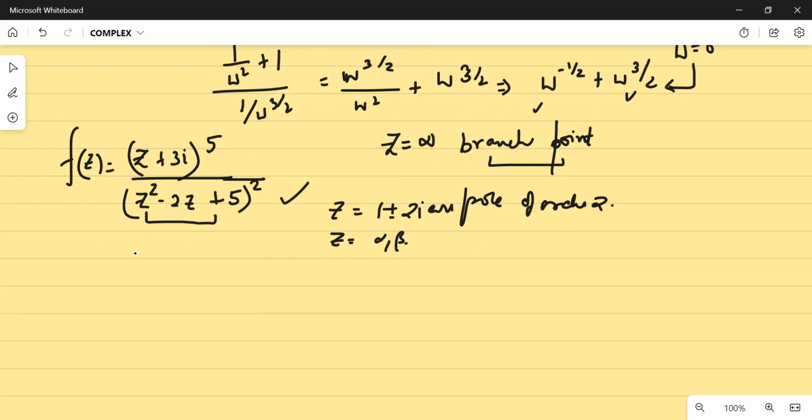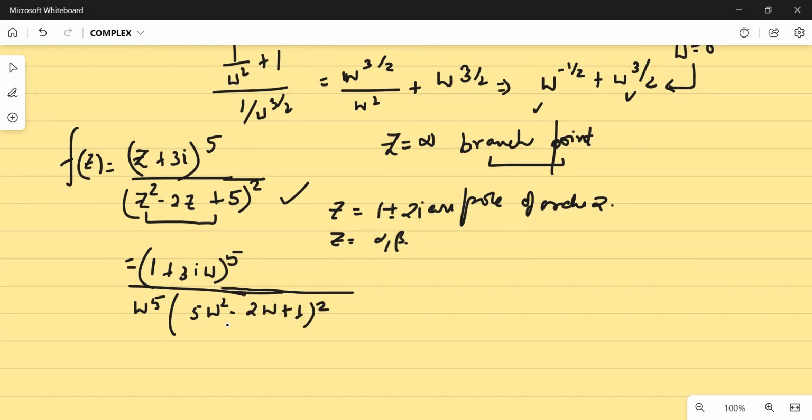I think you will be just doing 1 over w. So this will give you (1 plus 3 iota w) raised to power 5. Just keep w in your mind. So this will be w raised to power 5 here. And here you will get, I think, (1 minus 2w plus 5w square) raised to power 2. And you are left with w square, first square, so w raised to power 4 here. You will get 1 w in the denominator. So w equal to 0 is a simple pole. And if w equal to 0 is a simple pole, that implies z equals to infinity is a simple pole.